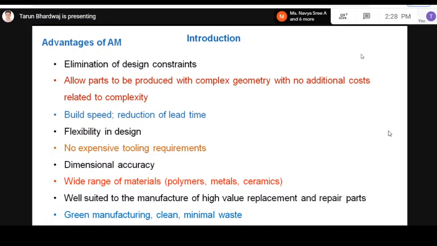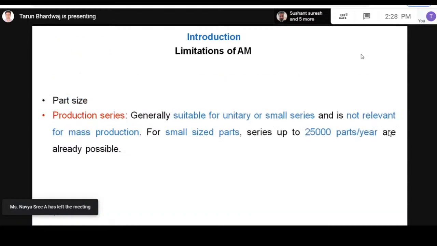So by this process you can repair that part, because it is a layered manufacturing process, so you can just make a layer on a crack. And it is a green manufacturing process, clean and minimal waste process. And the limitation is also there with that process.